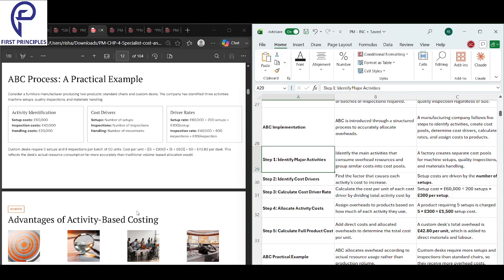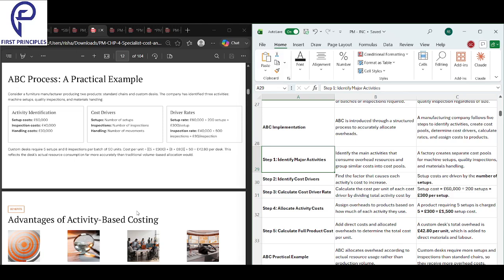Now coming to activity identification. What is activity identification? Setup cost, inspection cost, handling cost. These are your activities, these are your cost drivers. Find out the rate, just divide the two with each other. Total setup cost was 60,000. How many setups did you do? 200 setups. What is the per setup rate? 300 per setup. Second, total inspection cost 40,000. How many inspections did you do? 500. Per inspection cost 80.